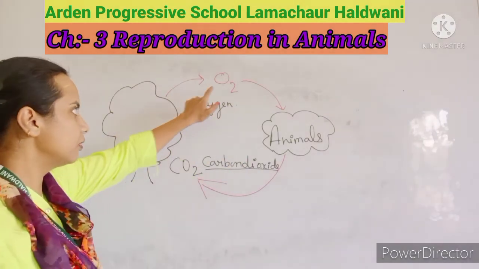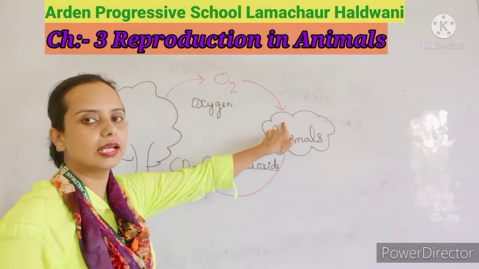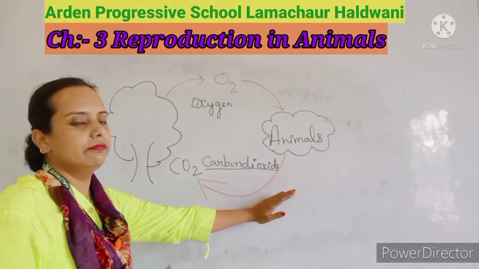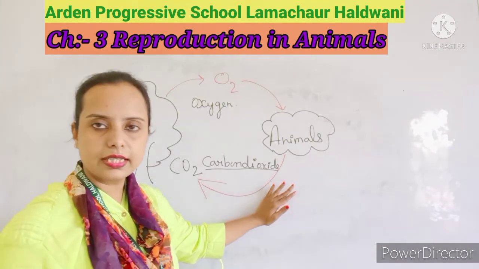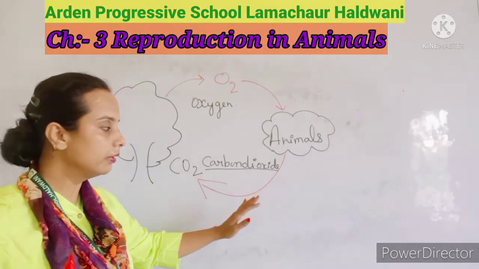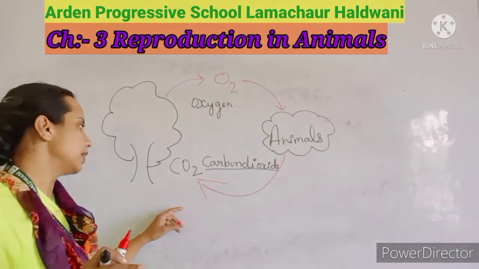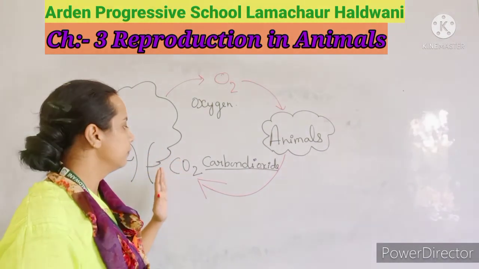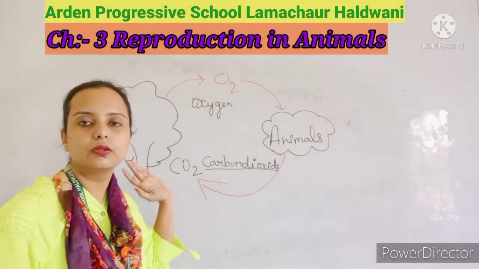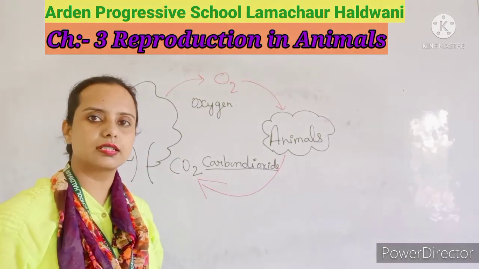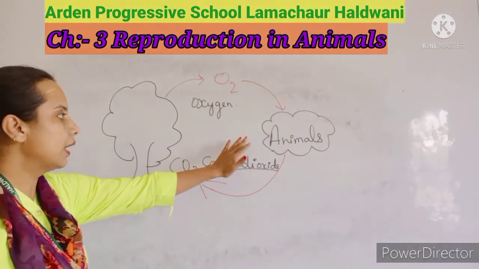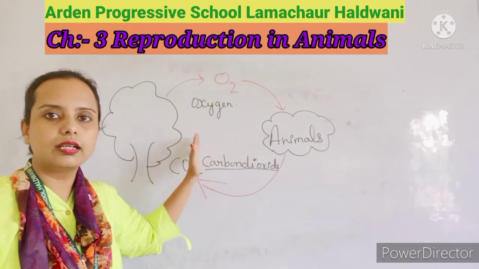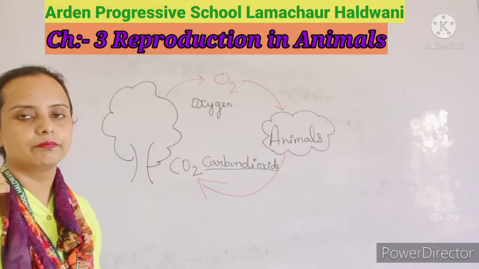So the plants are giving the oxygen, we are consuming it, and the animals are also consuming it. And in return, when we exhale, we exhale the gas known as carbon dioxide. That carbon dioxide is used by the plants, which helps the plants carry out the process of photosynthesis. So this is how plants and animals are interdependent.